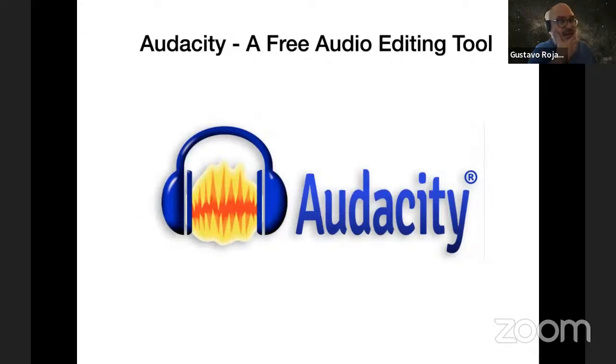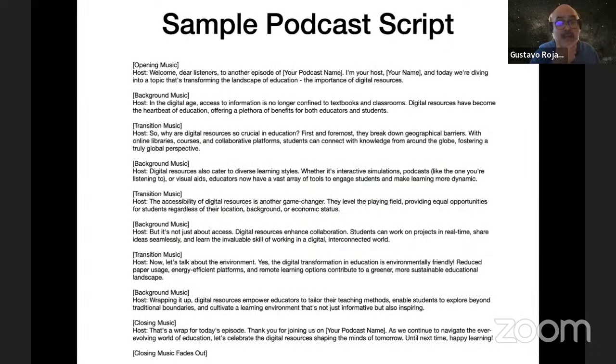But before I start, I will just tell you what I prepared, what was the idea. So I didn't have much time to be creative, so I asked artificial intelligence to prepare a script for me. So I went to ChatGPT and I asked it, please prepare me a script for a podcast aimed at teachers about the importance of digital resources in education. And this script should be no longer than 1 minute. So you just ask that thing, and that was the output.